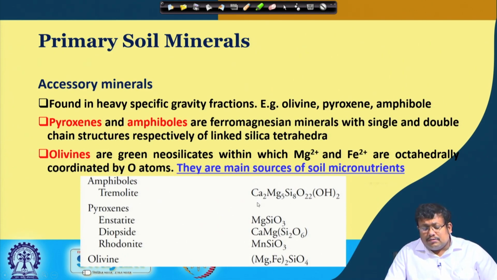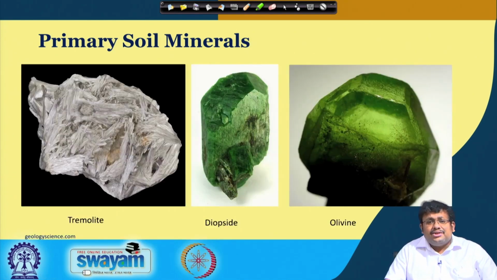and it also contains calcium and magnesium. Pyroxene examples are given like enstatite, diopside and rhodonite. The formulas are given here. The olivine formula, as you can see, is for a ferromagnesian mineral, so iron and magnesium are there, and this is the formula of olivine. So, let us see some pictures of these minerals. This is an example of tremolite. As you can see, this is diopside and olivine, all these are primary minerals.